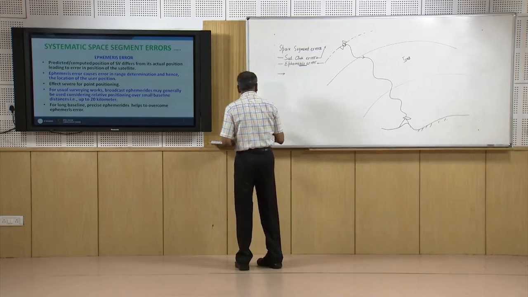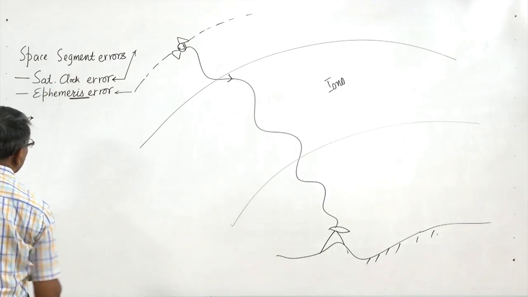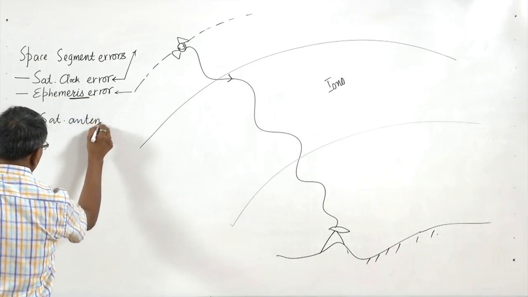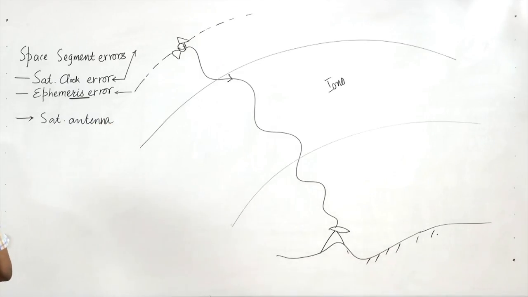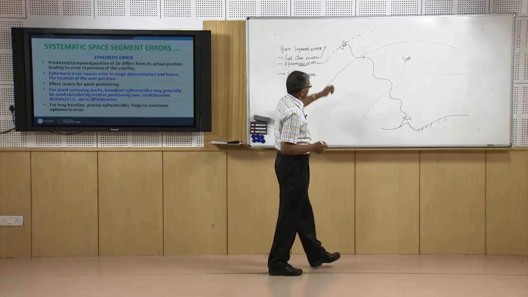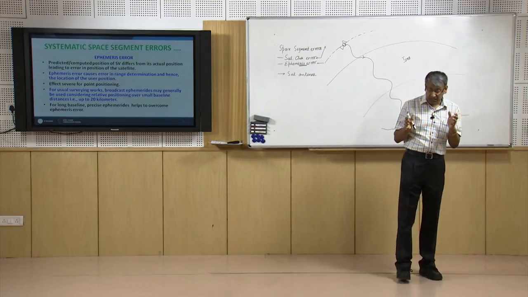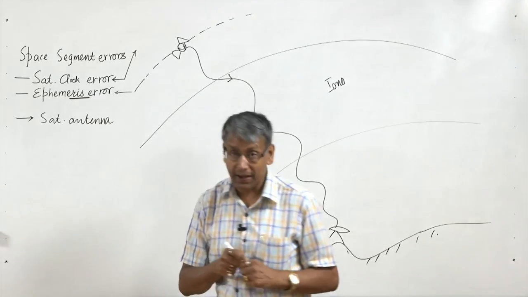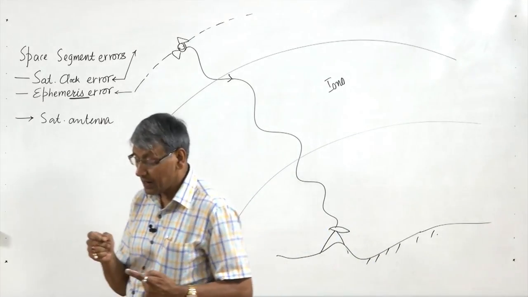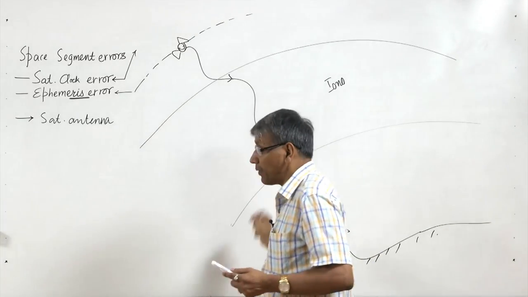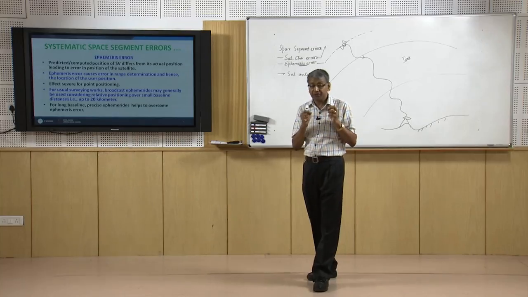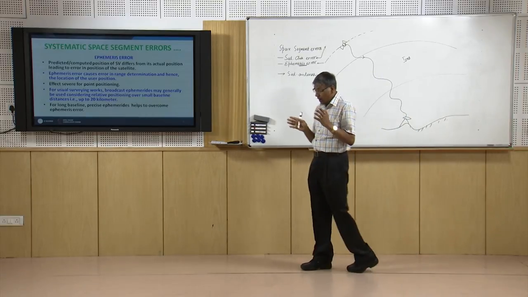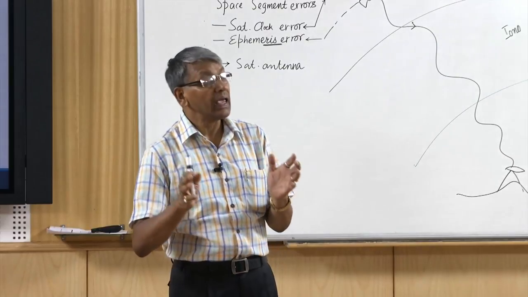Now the next type of space segment error is satellite antenna error. Now what is this? Actually the satellite is considered to move along the orbital path with respect to its center of mass, but the signals are coming and the range is being computed with respect to the antenna face center of the satellite. So there is a discrepancy between what we are computing and what it actually is.